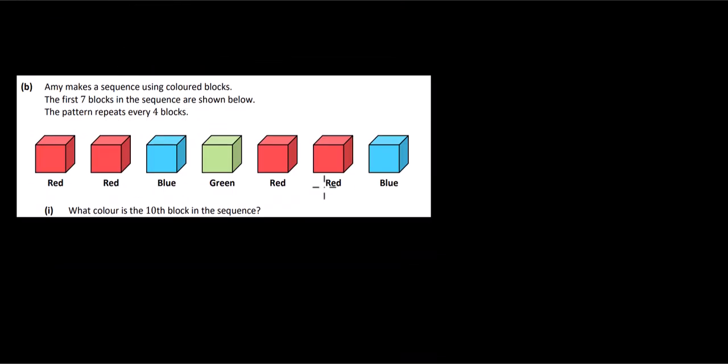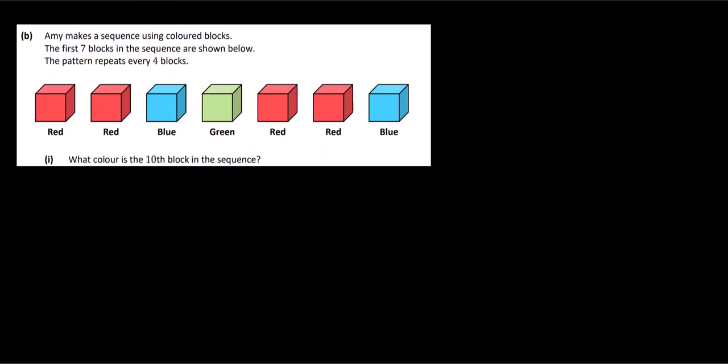Let's have a look at part B. Amy makes a sequence using colored blocks. The first 7 blocks in the sequence are shown below. The pattern repeats every 4 blocks. So we're talking about red, red, blue, and green.